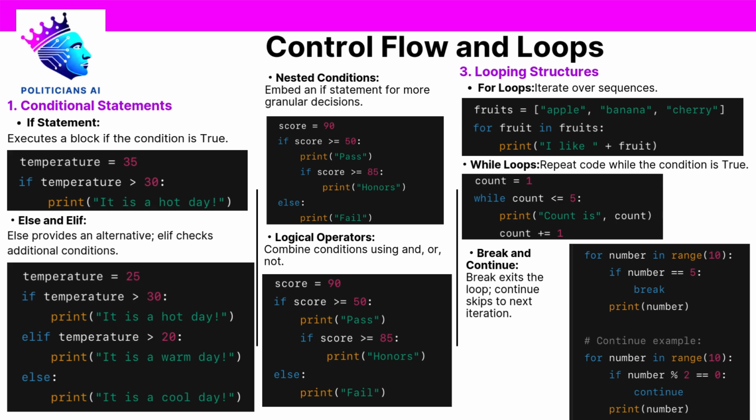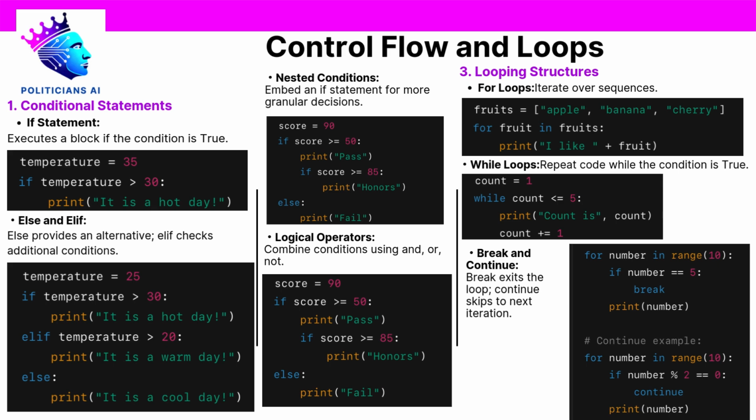Consider a scenario where you want to print the numbers from 1 to 5. You would start with a counter set to 1, and as long as the counter is less than or equal to 5, the loop will print the current count and then increase the counter by 1. Once the counter exceeds 5, the condition becomes false, and the loop stops. It is essential when using while loops to ensure that the loop eventually ends, otherwise, the loop might run forever.